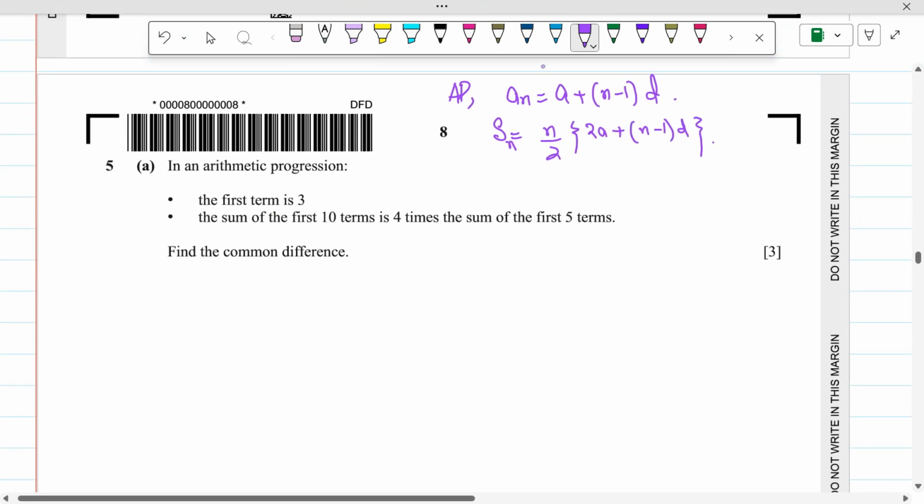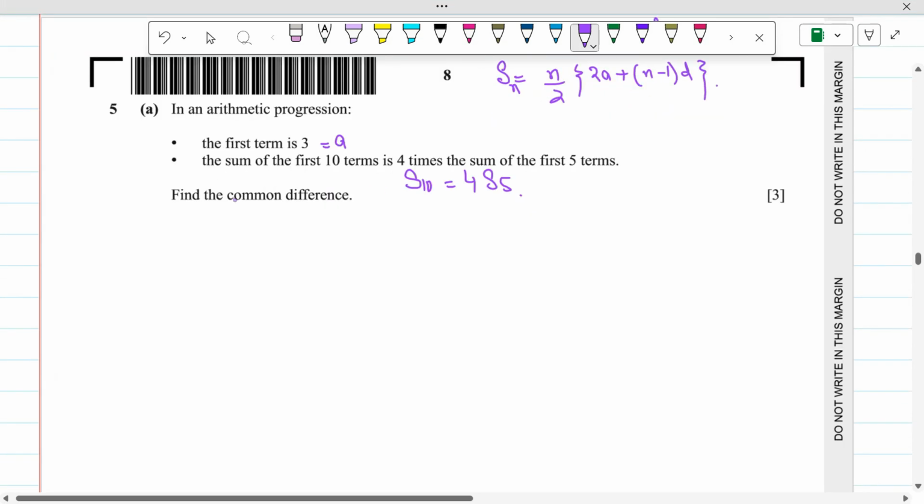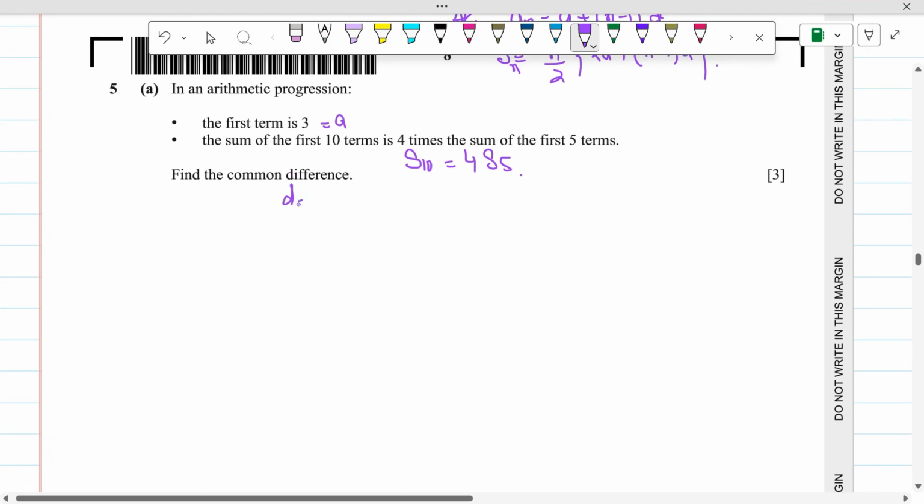We have the first term, which is a, so we can say that this one is a. And the second statement says that the sum of the first 10 terms is 4 times the sum of 5 terms. So the sum of 10 terms is equal to 4 times the sum of 5 terms. We need to find the value of the difference d.